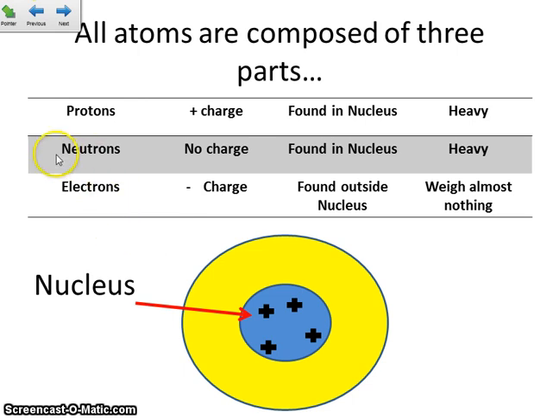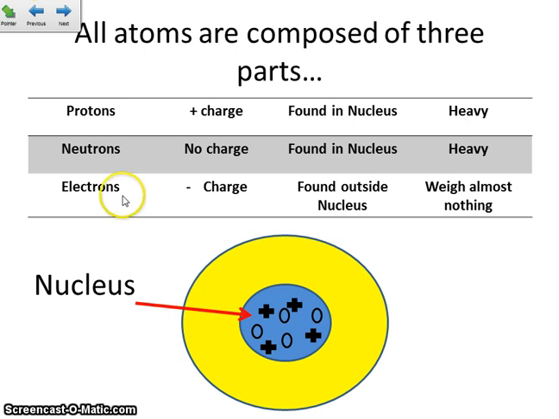Next subatomic particle is a neutron. Neutron has no charge, so we're going to represent those with a 0. They're also found in the nucleus, along with those protons. Okay? And they're just as heavy as those protons are. So both of these are going to contribute to the mass of the atom.